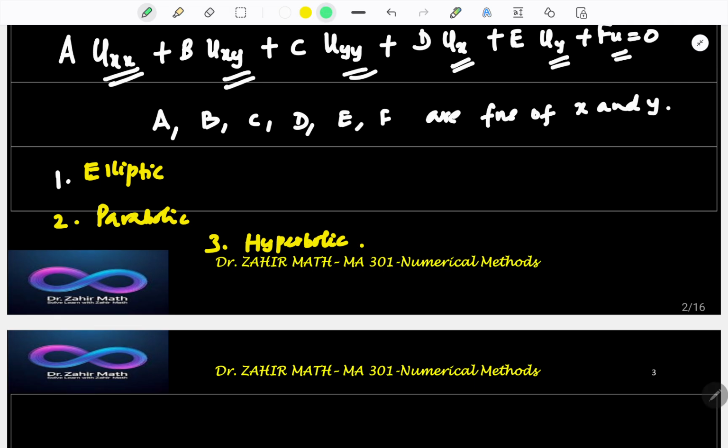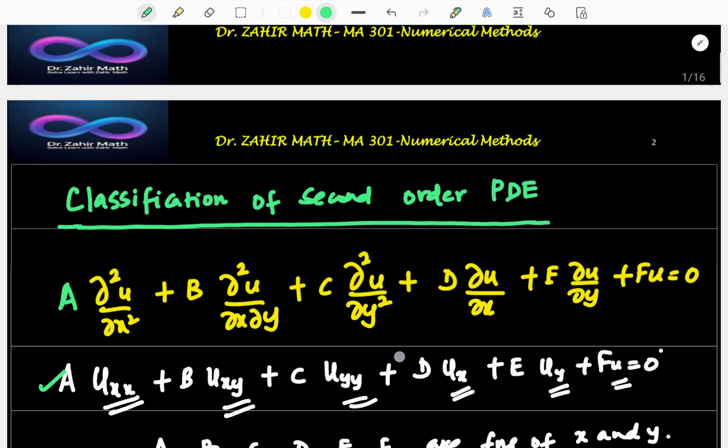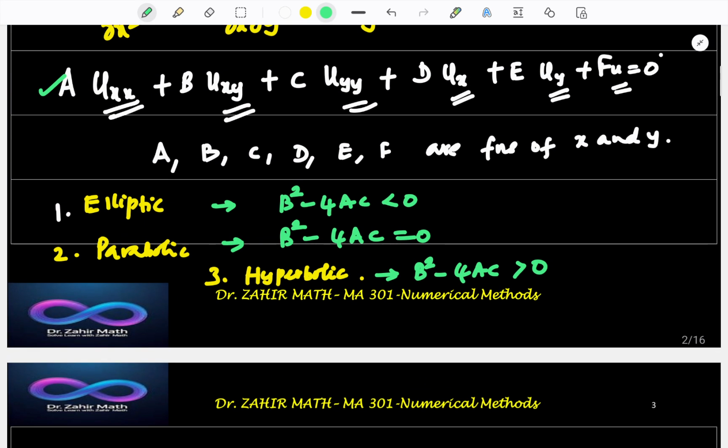When do you say this second order partial differential equation is elliptic? If b square minus 4ac is less than 0. When do you say it is parabolic? When b square minus 4ac equal to 0. Again, when do you say the given second order partial differential equation is hyperbolic? B square minus 4ac is greater than 0, right? So in this classification, we are studying how many types? Elliptic, parabolic and hyperbolic. Clear everybody?